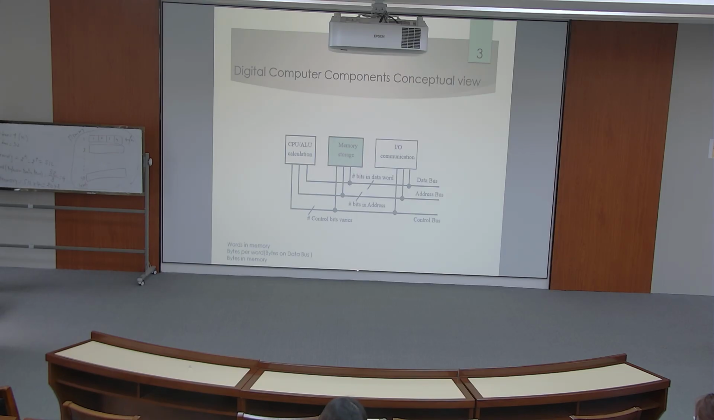Now we want to find the total number of bits in the memory. We have the total number of bytes in the memory. Each byte is how many bits? 8. So what is the total number of bits in the memory?